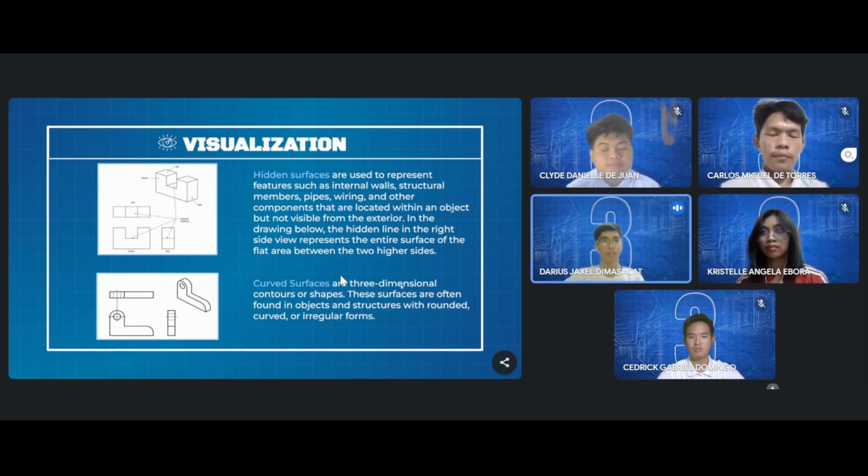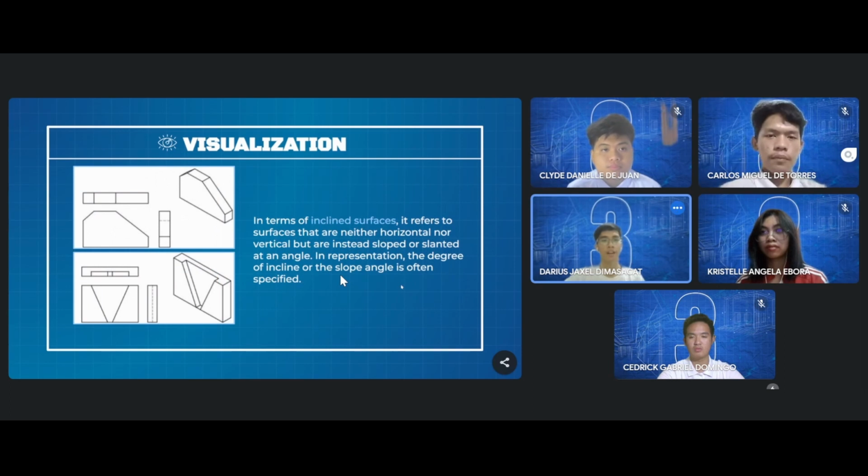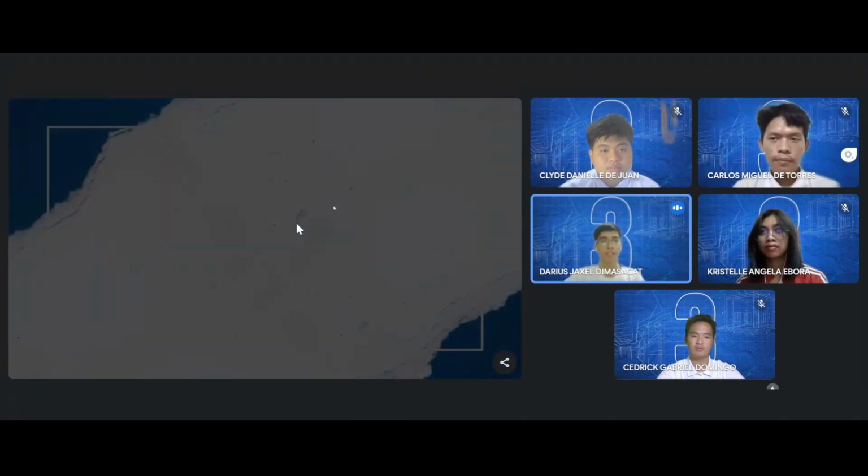Now, inclined surfaces are surfaces at an angle. In representation, the degree of incline or the slope angle is often specified. In the figure, this is an example of one inclined surface, while the second figure shows two inclined surfaces. Now, that sums up the first half of our discussion in blueprint reading, where we discussed the types of lines and visualization in blueprint reading.